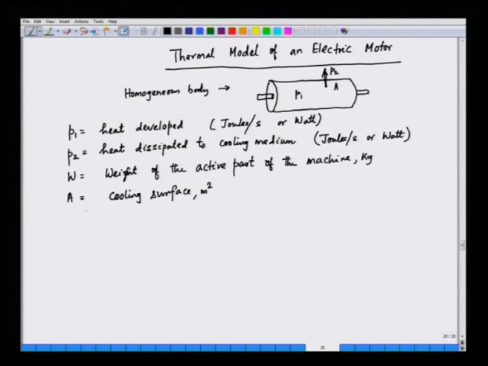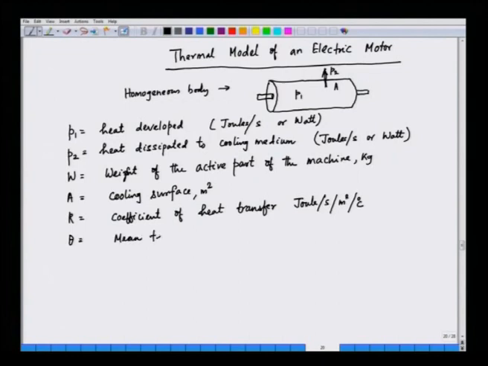So, that is in meter square, and then we have K, the coefficient of heat transfer, and this is primarily in joules per second per meter square per degree centigrade. This is the unit of this, and then we have theta, the mean temperature rise, and that unit is degree centigrade, and H is the specific heat and the unit is joules per kg per degree centigrade.